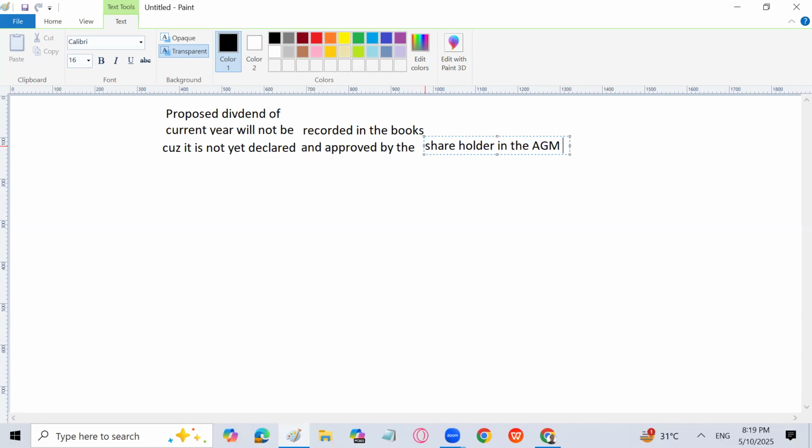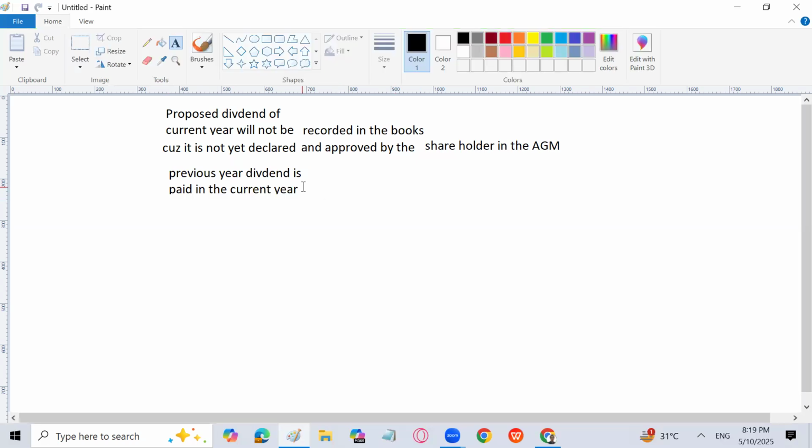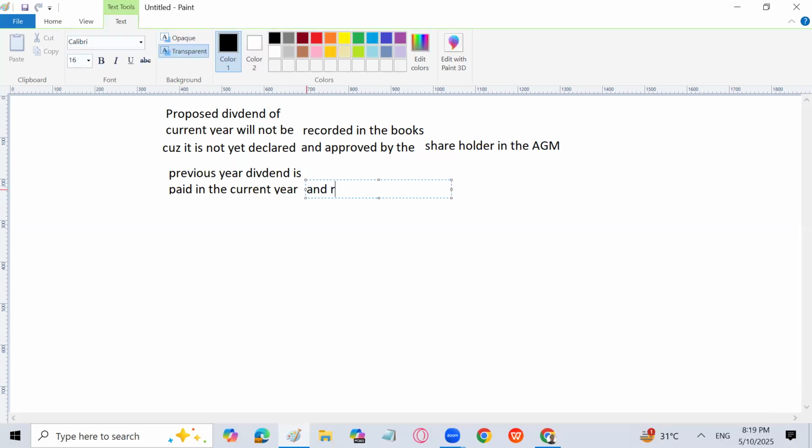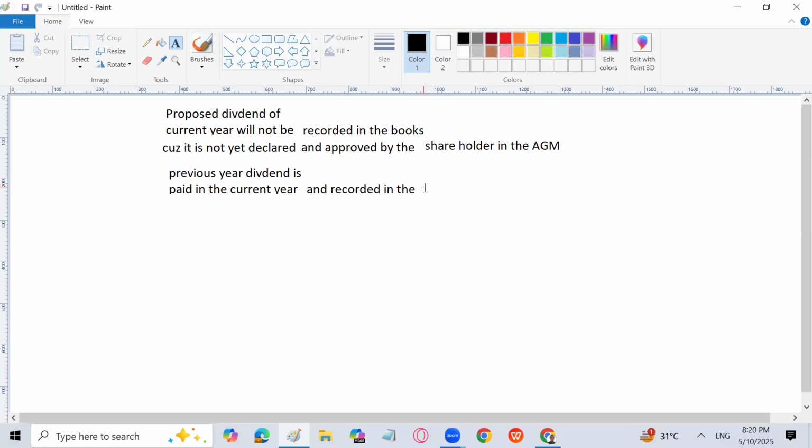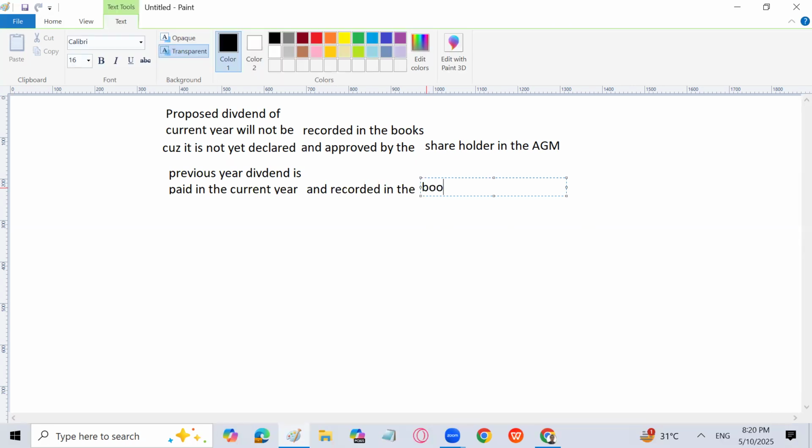In the AGM it is not yet approved. But previous year dividend is paid in the current year. Even if it was proposed, previous year dividend is paid in the current year and recorded in the books, because dividend paid is always recorded in the books. We record only dividend paid.